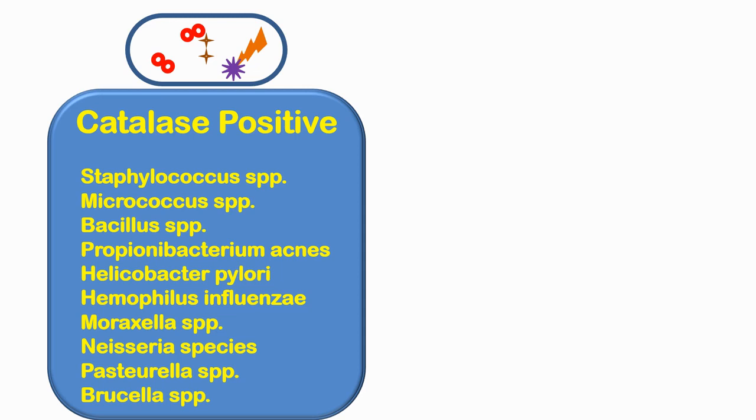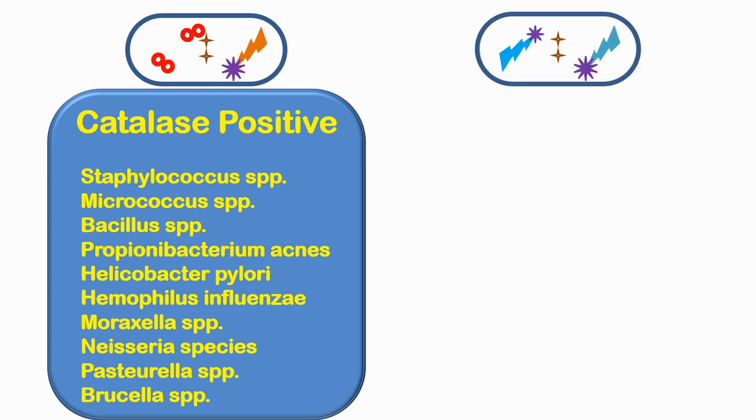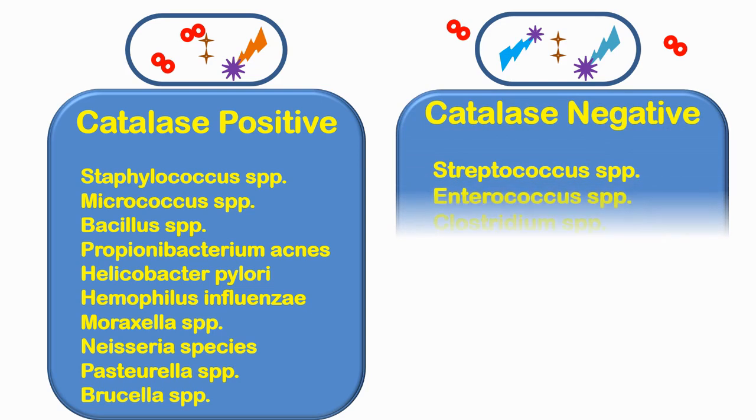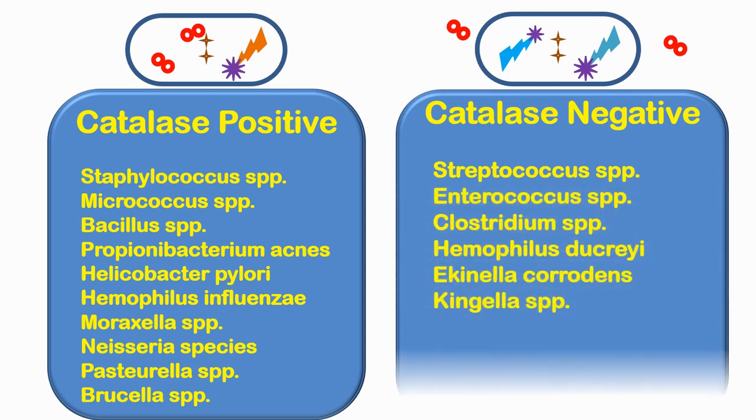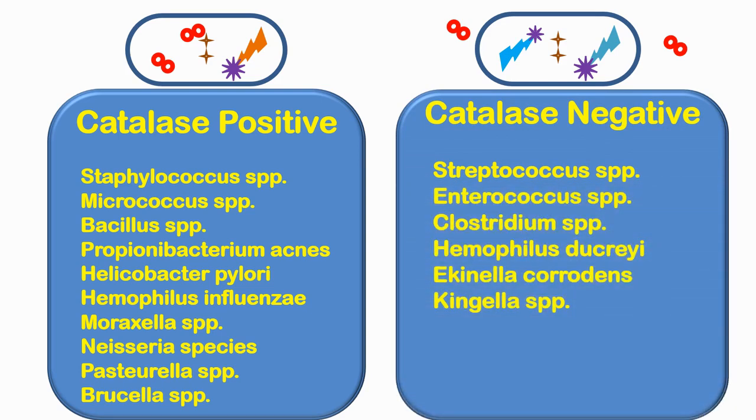and Brucella. The catalase negative bacteria do not respire using oxygen as the terminal electron acceptor. They include obligate anaerobes or facultative anaerobes. These bacteria may have other enzymes that catalyze hydrogen peroxide and other oxygen radicals. Examples include Streptococcus species, Enterococcus, Clostridium, Haemophilus ducreyi, Eikenella corrodens, and Kingella species.